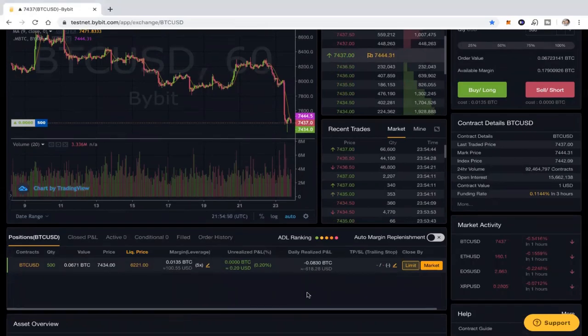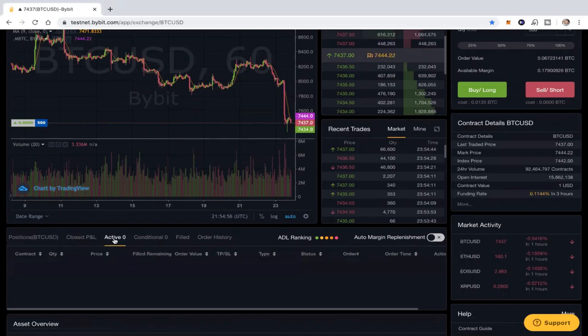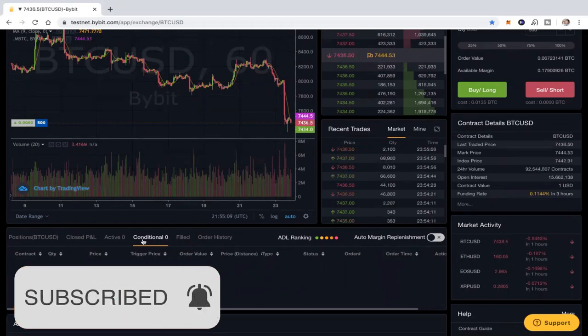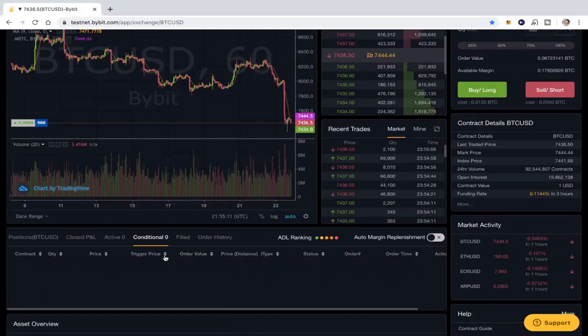So what you'll see down below is the positions that we have open, and then you'll have your closed P&L, then you have active. Active are things that are actively trying to be filled. So you've got an order that's in the system and you're waiting for it to fill. And conditional are basically orders that act when a trigger occurs, and when that trigger is met, it then becomes an active order that's trying to be filled. So it's kind of like a three-step process. You can go from conditional, wait for trigger, then active, actively trying to trade, and then go to position.